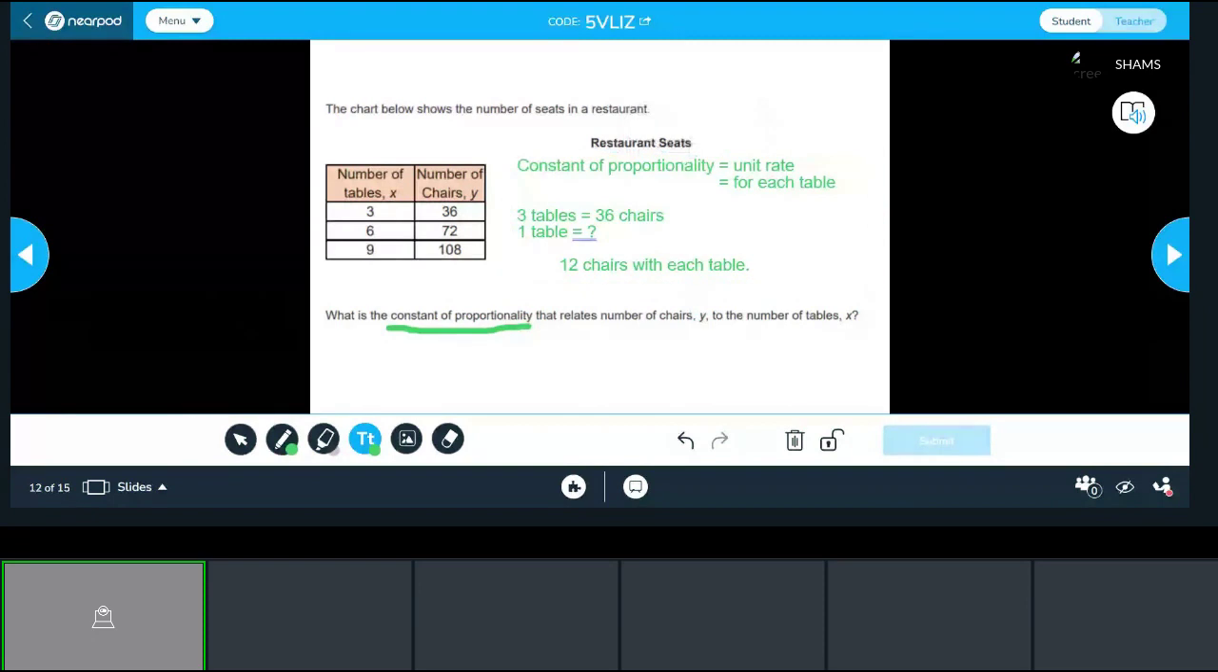So this question probably clarifies more about the concept of constant of proportionality. 12 chairs at each table. That means 3 tables will have 36 chairs, 6 tables will have 72 chairs, 6 times 12, and 9 times 12, 108 chairs, right?